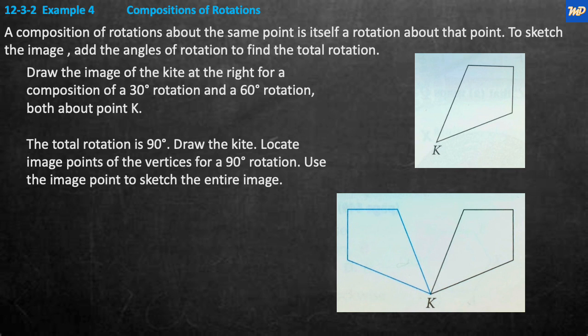Draw the kite, locate the image points of the vertices for a 90-degree rotation. Use the image points to sketch the entire image. Well, what they're saying is you've drawn this image first, from up here. You've drawn that image, and that's right here now. So what we're going to do now is rotate about K 90 degrees. Well, you can pick either one of these segments right here. It doesn't matter which one you do.